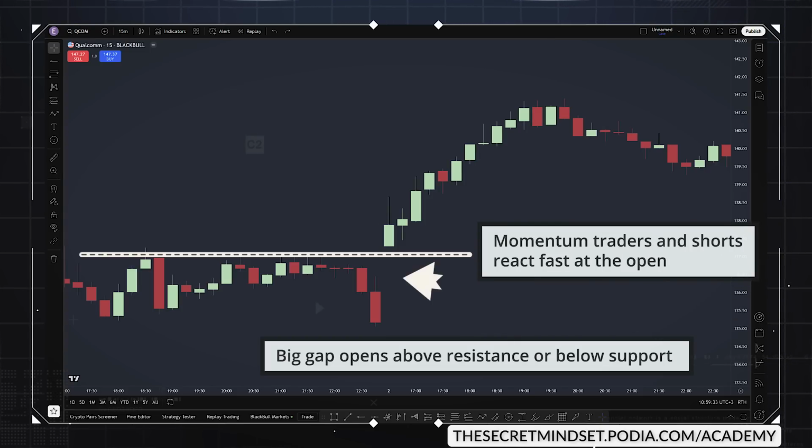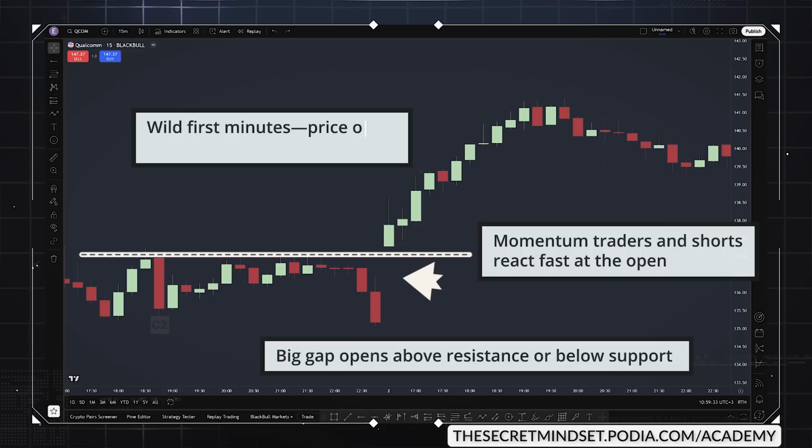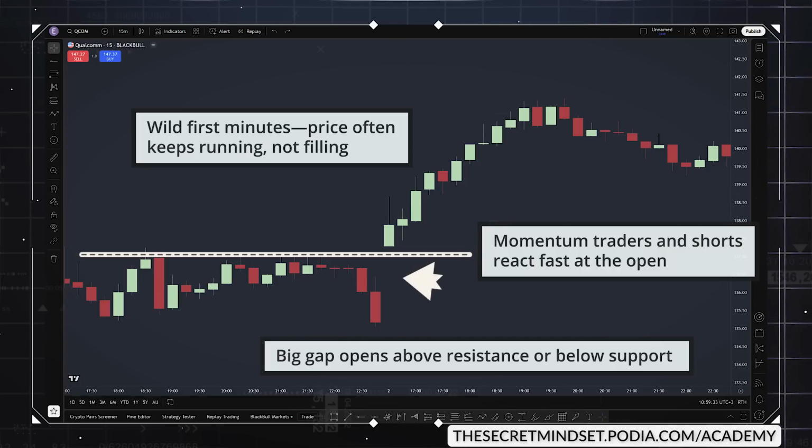When the market opens, price isn't where it closed last night. It's far above resistance or below support. This isn't a small gap. It's big enough to wake up momentum traders everywhere. They see it and get ready to trade. Shorts panic. They rush to cover. Buyers want in before the move gets away. The first minutes of trading are wild.